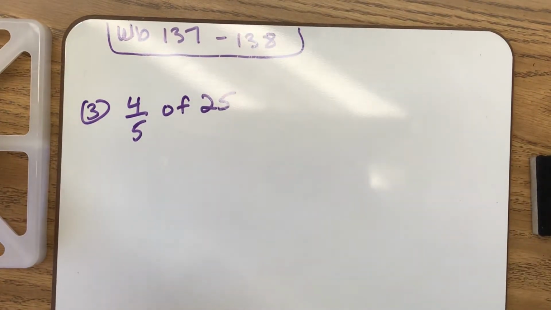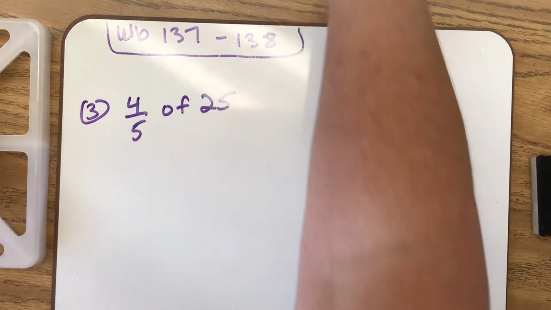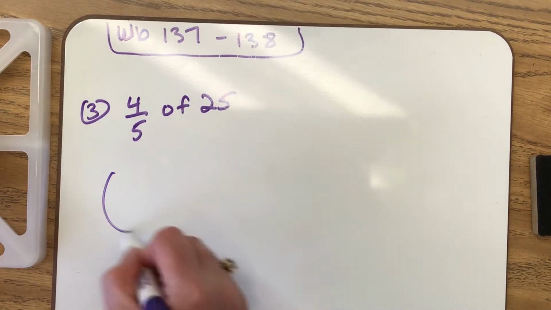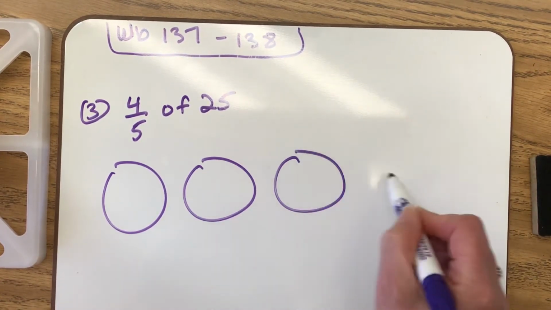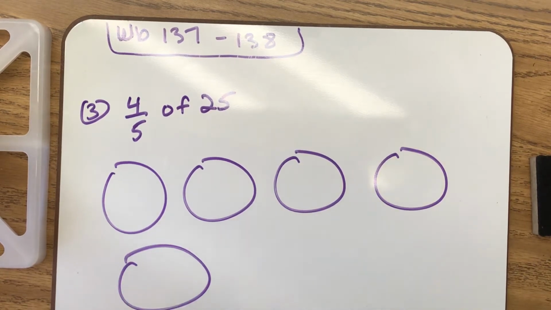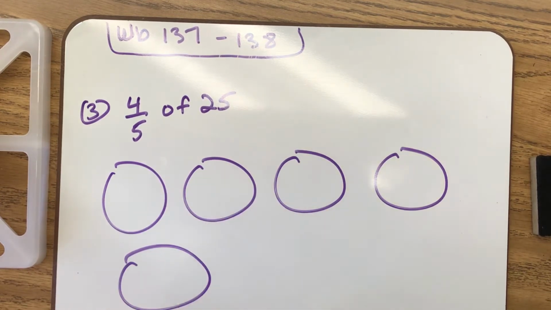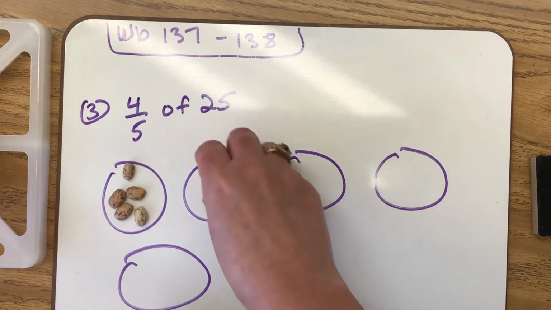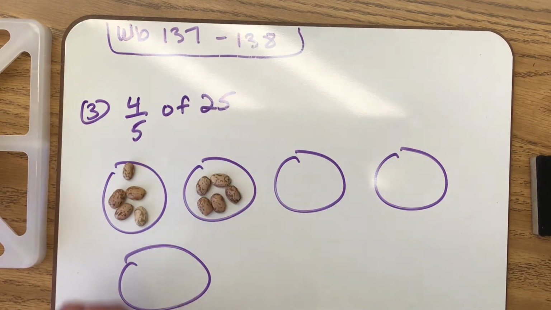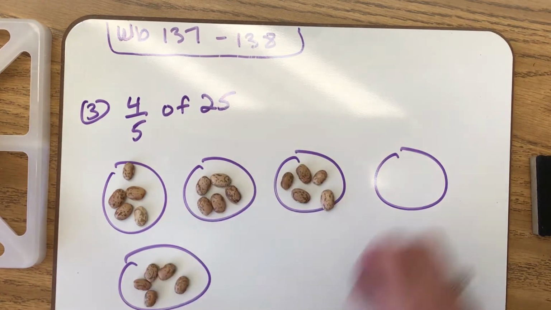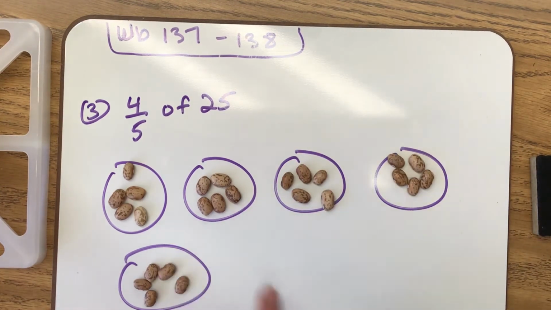So here are my 25 beans, and I need to have 5 sets, because that's my denominator. So I'm going to draw 5 circles. 1, 2, 3, 4, 5. And since I have 25 beans, and I'm dividing them into 5 sets, I should have 5 beans in each set, because 25 divided by 5 is 5. So I can see that each set has 5.